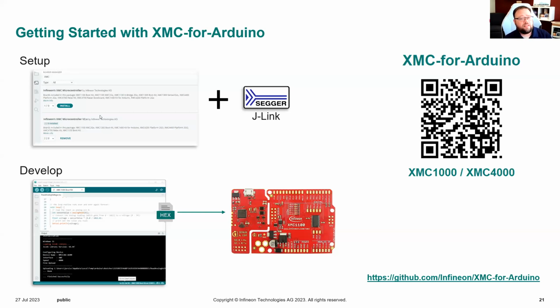Inside of it is a board manager where we'll walk through the steps of adding in support for the Infineon XMC microcontrollers. This does utilize Segger J-Link, so there is a prerequisite to install the Segger J-Link programming tools. And then you're into the typical environment that we would see for Arduino, where I can use the IDE, create the scripts that I want to, and then generate a hex file and program it directly into the board.